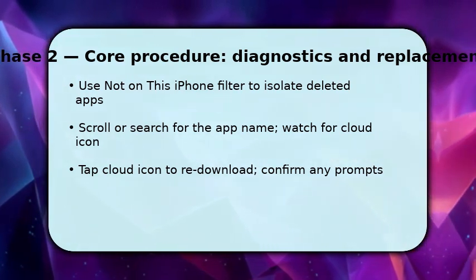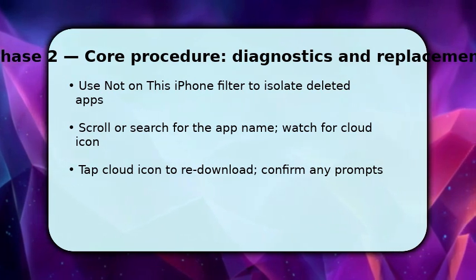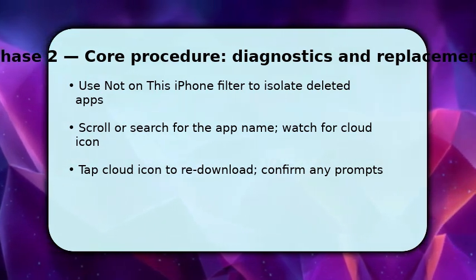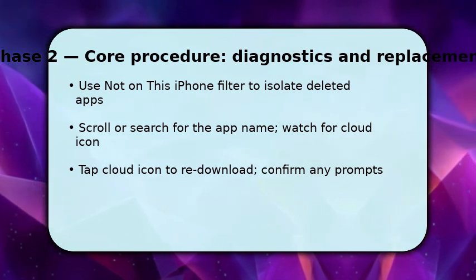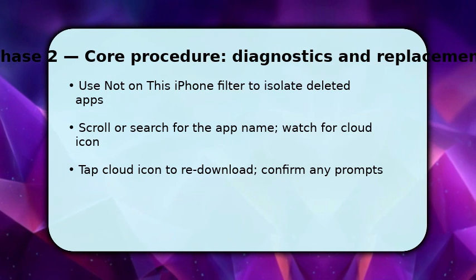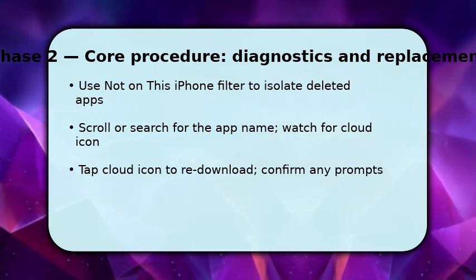When you see the app, look for the cloud download icon. That indicates it's removed locally but available to re-download. Tap the cloud icon, approve any prompts, and the app will re-download. Make sure you have enough storage and a Wi-Fi connection.